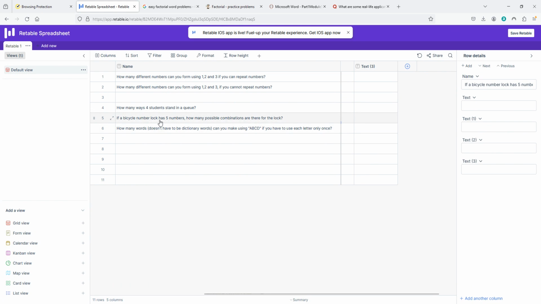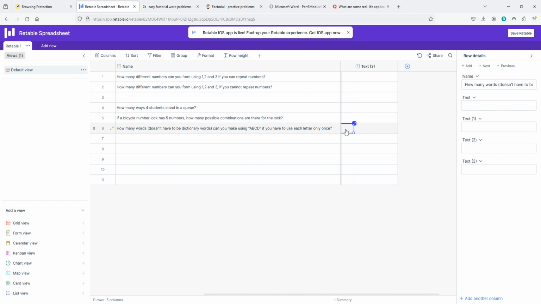What about the bicycle problem? If it has five numbers, how many combinations are there for the lock? Here you can repeat numbers. You can have a password which is 555. Yes, that's correct. So this is similar to the first problem. What we have to do is multiply 5 by itself 5 number of times, or 5 to the power of 5.